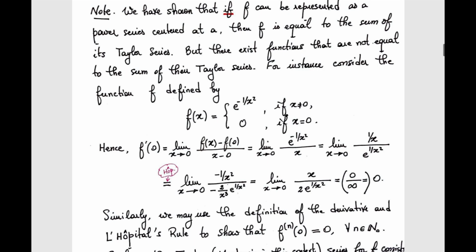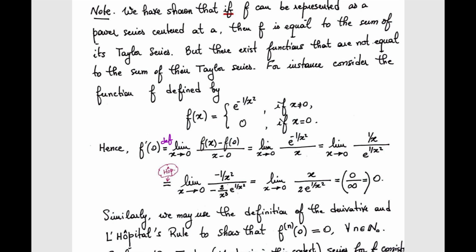Consider this function, f of x equals e to the power minus 1 over x squared if x is not 0, and 0 otherwise. If you try to find f prime at 0, if you differentiate this function at 0, by definition, what does it mean? This is just the definition here, right? By definition, it's the limit as x goes to 0 of f of x minus f of 0 divided by x minus 0, this difference quotient, which is equal to, if you replace what f of x is and what f of 0 is, this.